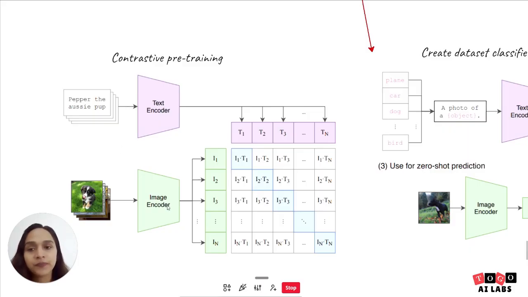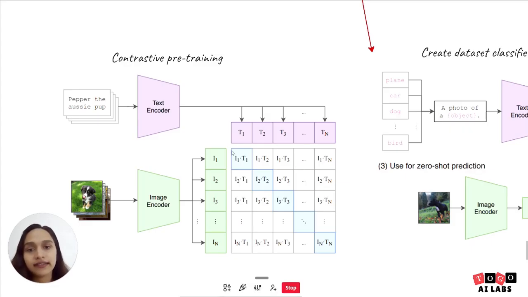Similarly, for the images, the image encoder converts all the images into image vectors or tokens. I1 is the first image, I2 is the second image, and In is the vector for the last nth image. Now, when I explained the common embedding space, I told you the angle between the text vector and the image vector should be as small as possible if those vectors are related, and it should be as large as possible if the image and the caption are not related.